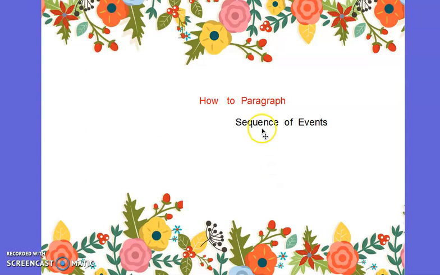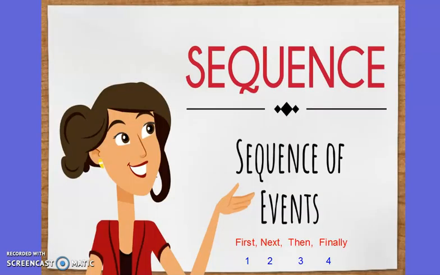In this video, we want to talk about sequence of events and to write a how-to paragraph. Sequence of events: first, next, then, finally. When we want to write sentences in order, we start with first as number one sentence. Next is number two, then, and finally.